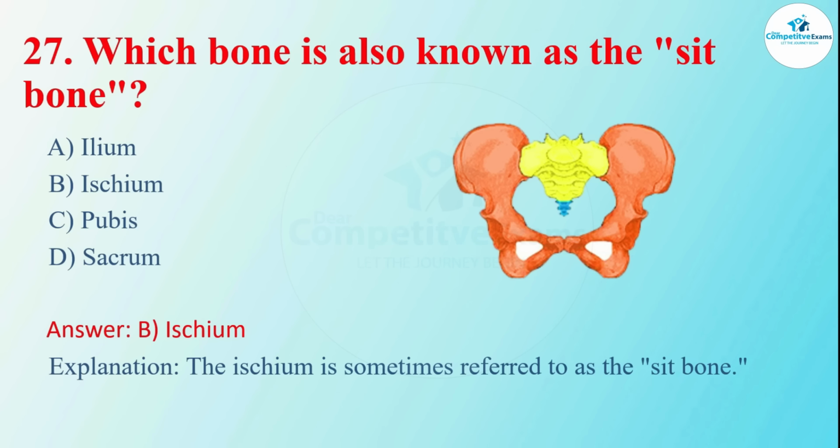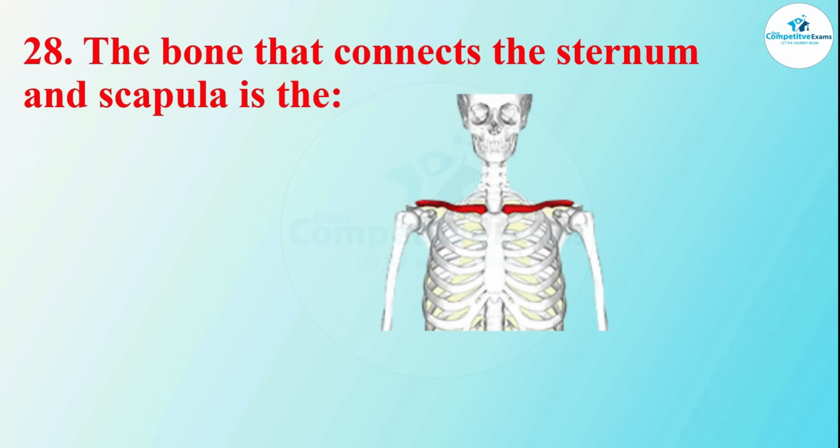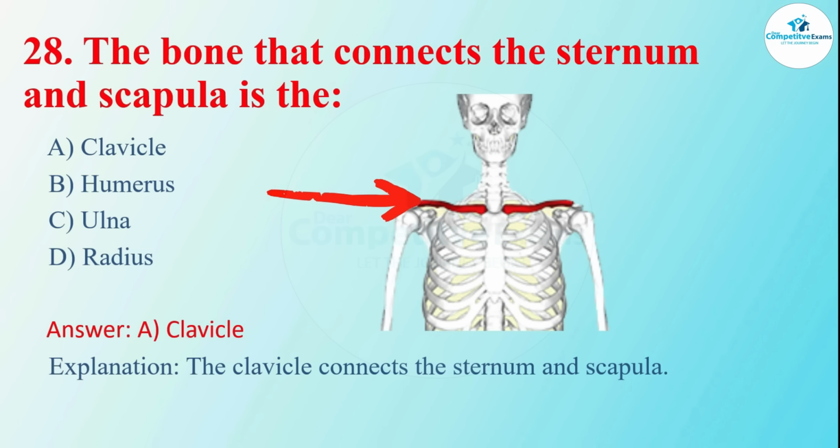Question number 28. The bone that connects the sternum and scapula is clavicle, humerus, ulna or radius. The answer is clavicle. The clavicle connects the sternum and scapula. Question number 29.